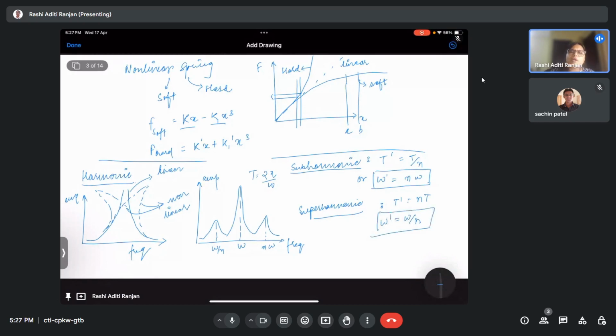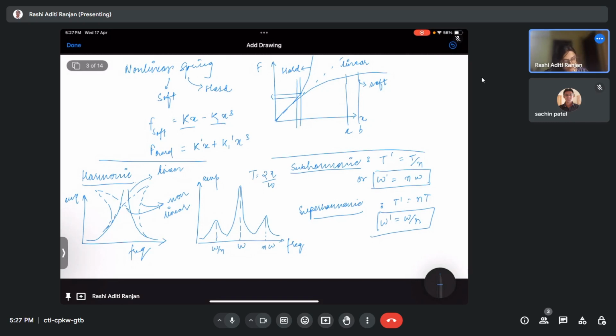And after you solve certain problems, you'll get to know that if there is x cube, cubic nonlinearity, then in that case n equal to 3 could be seen. If I have a square term of x, like x square, then n equal to 2 could be seen.